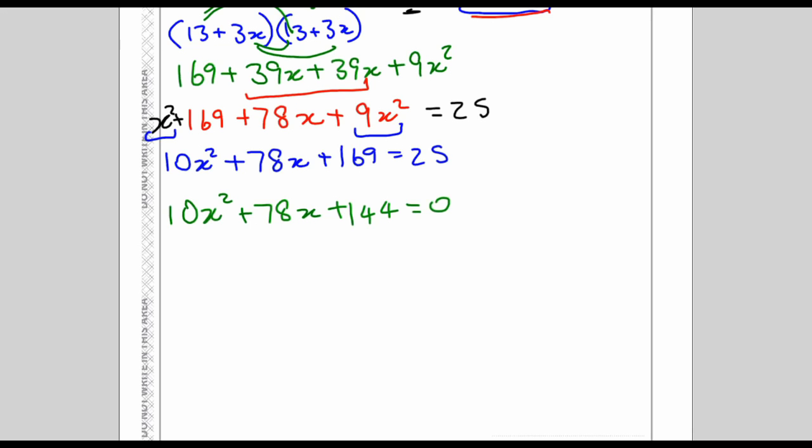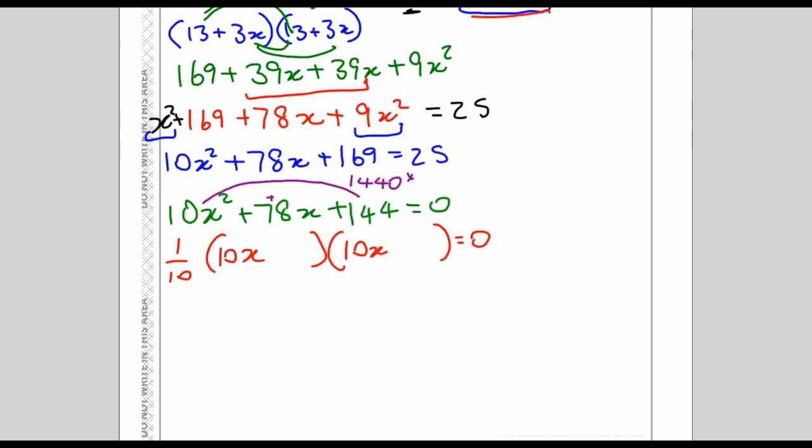I've actually made a video showing how to solve these type of quadratic equations, and this is a particularly difficult one. Now, 10 times 144 is 1440, and we're actually looking for two numbers that multiply to make this big number and add to make 78. Going by the method on my video, you're going to have two brackets with 10x and something else, and 10x and something else, and then a 1 over 10 outside.